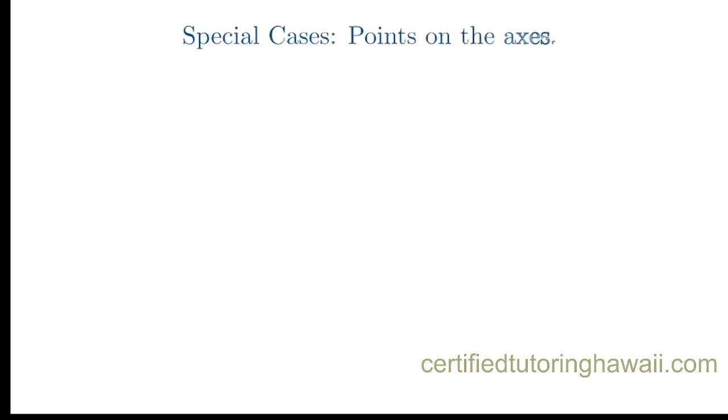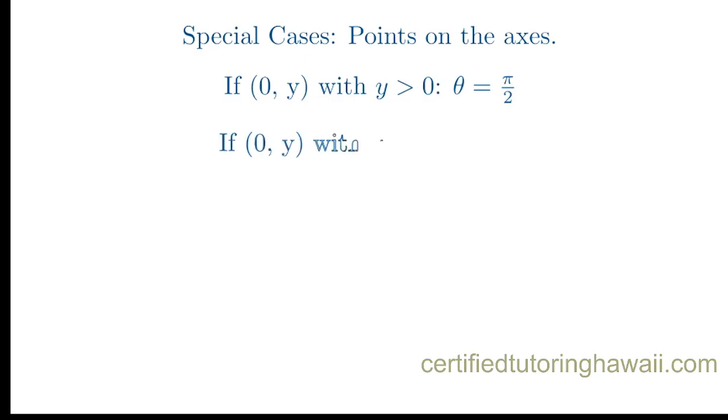The arctan(y/x) formula doesn't work if x is 0. The point is on the y-axis. If x equals 0 and y is greater than 0, the point is on the positive y-axis. The angle is pi/2. Similarly, if x equals 0 and y is less than 0, the point is on the negative y-axis. The angle is 3 pi/2.